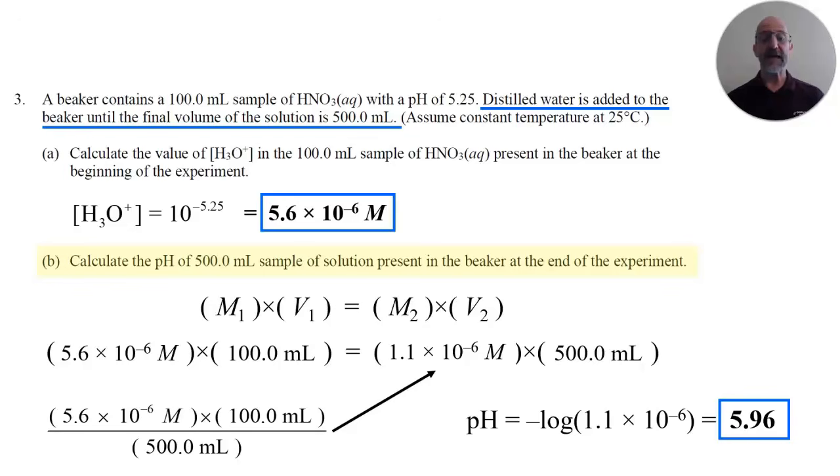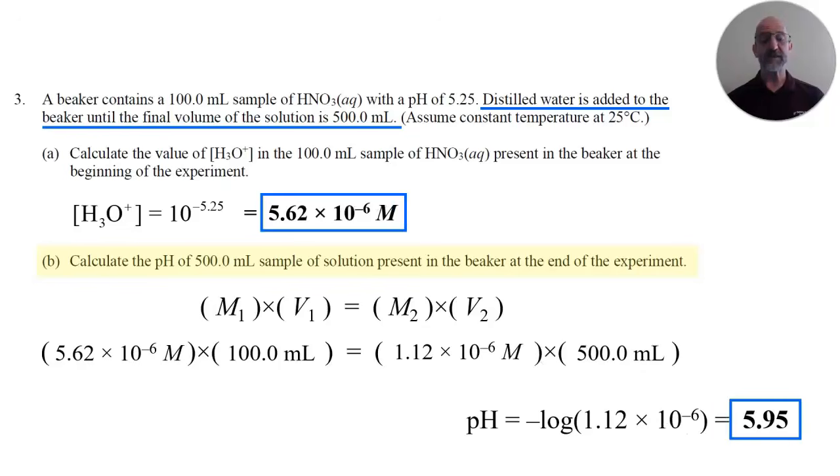But I will go ahead and tell you that had you rounded off your answer for part A to, let's say, a slightly extra number of significant figures, so for example 5.62 times 10 to the negative 6 molar, if that were your answer to part A, then when you did the math for the dilution in part B, you would have gotten a slightly different pH. So I'm writing down 1.12 times 10 to the negative 6 for my concentration of the hydronium ion that's present in the beaker at the end of the experiment.